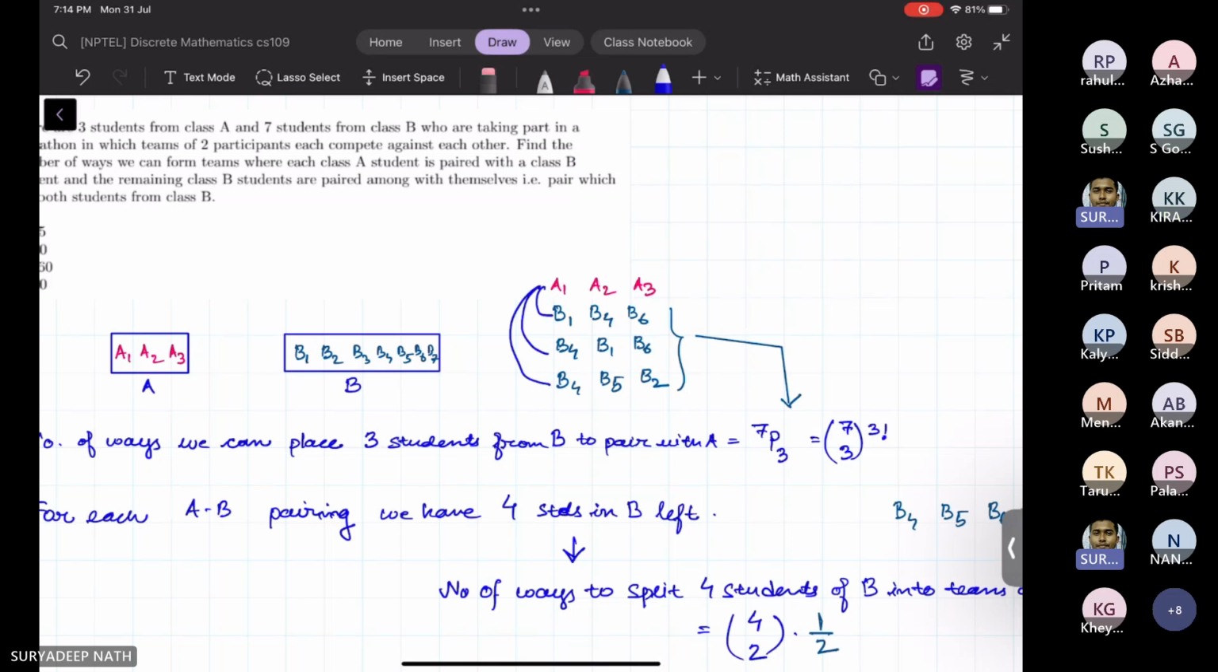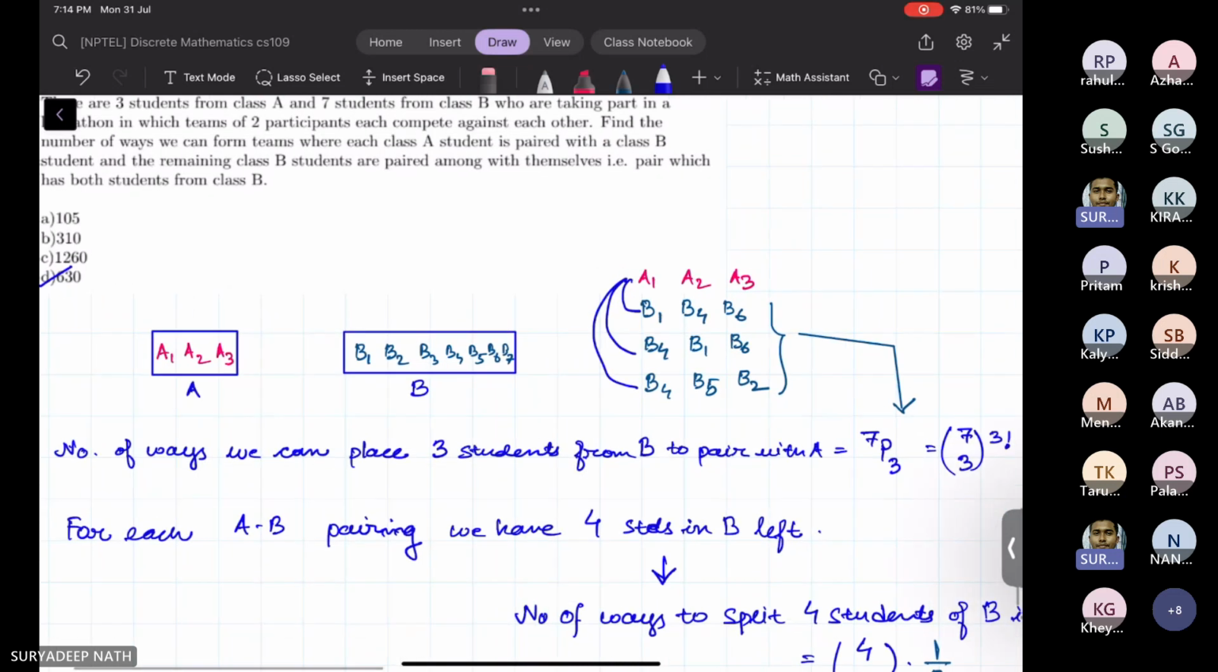But if I tell you that you have to pick in such a way that you pair them with the students of A as well, now in this problem, the students of A are in a particular order, A1, A2, A3. So the order in which we pick the 3 students of B also makes an impact on how we pair them with the students of A. So this becomes a permutation problem. This is how you recognize whether it's a combination or a permutation problem. Okay, sir. Thank you.